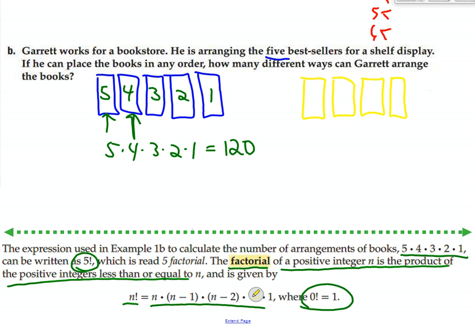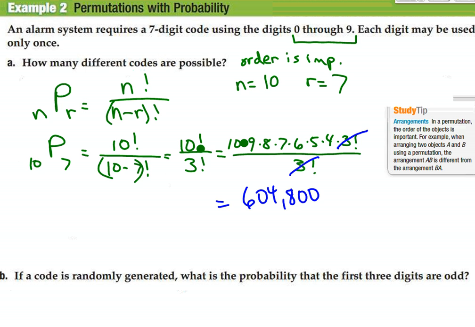1, 2, 3, 4, 5, 6, and 7, right? It's a 7-digit code, correct? 1, 2, 3, 4, 5, 6, 7. So now I have 10 choices there: 9, 8, 7, 6, 5, and 4. So if you have to process that using an example like this, look now at that problem that we just did.